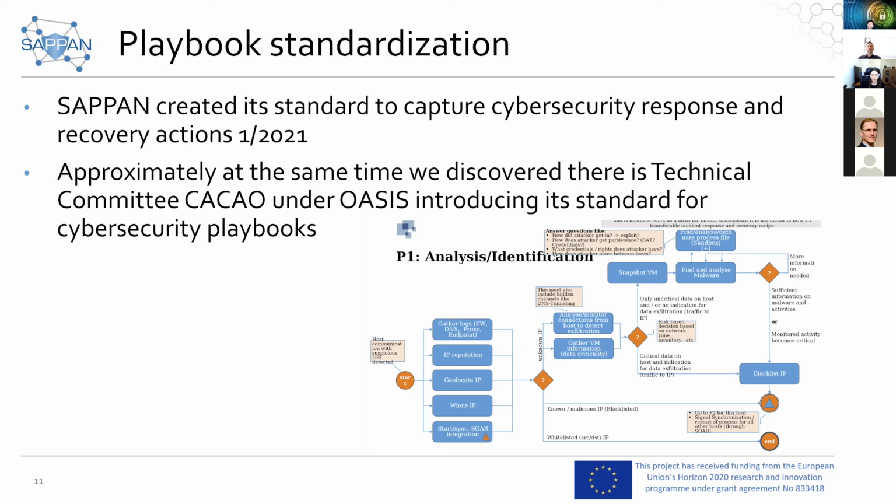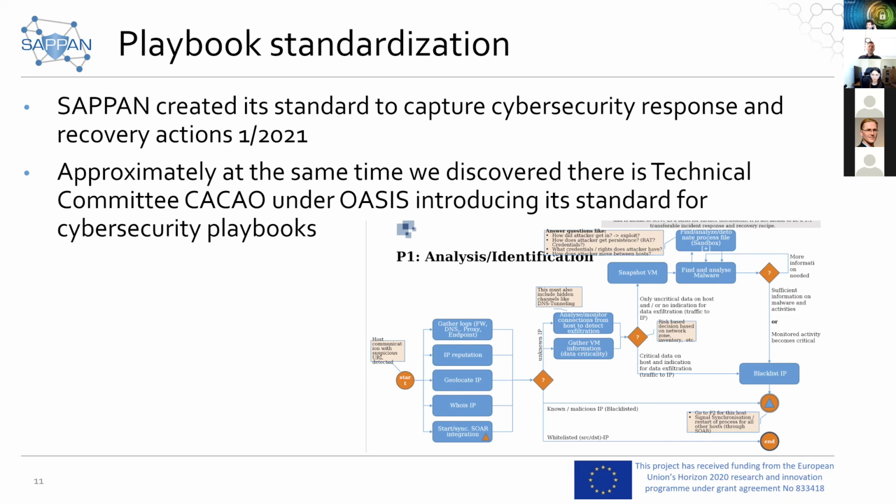At SAPPAN there was a whole task to capture the response and recovery steps and to standardize them. We introduced the standard in the deliverable at the same time when the first standard of CACAO was also introduced, and that's how we became aware of the standard.